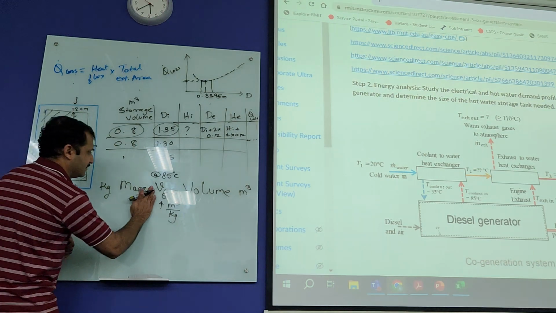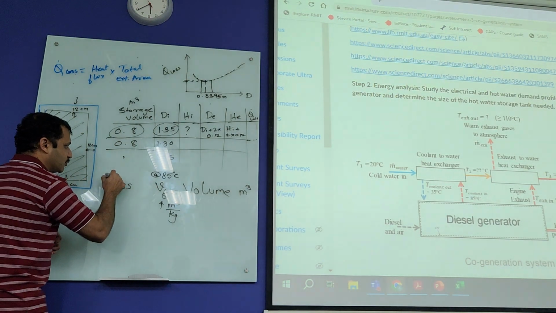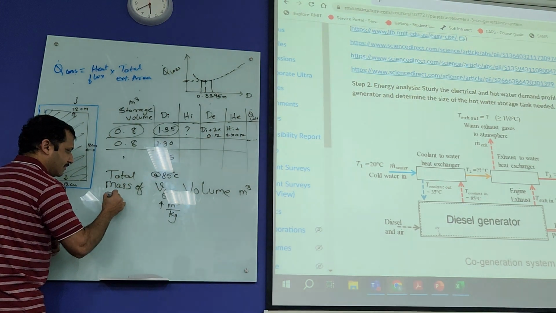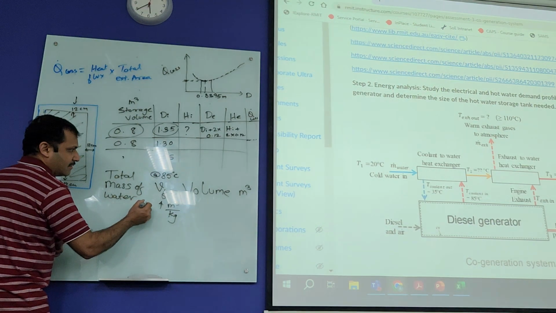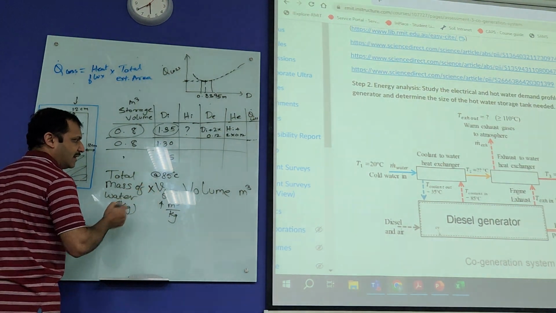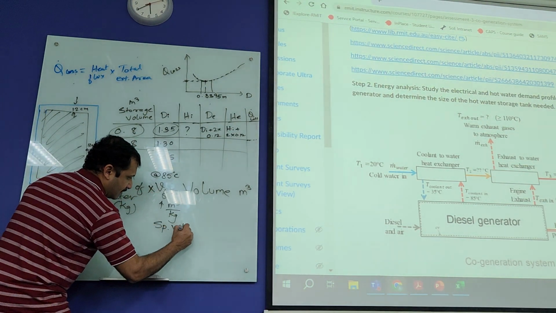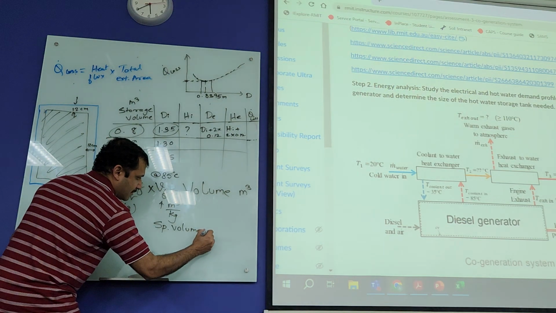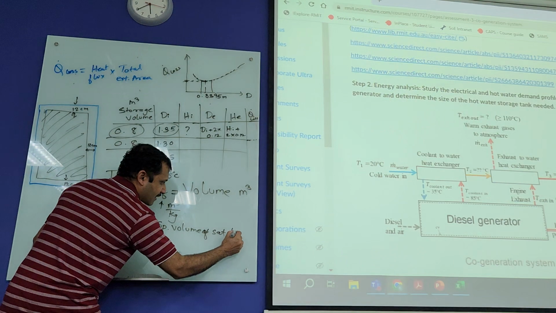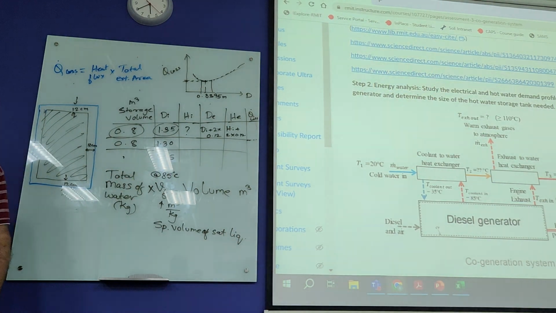Mass of water. So let me rewrite that. That's the total mass, in kilograms, times the specific volume of saturated liquid from table A4. Go to table A4.